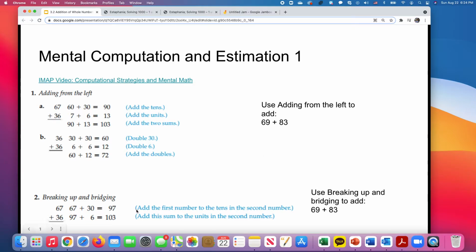How about using this breaking up and bridging method to solve the same problem? We can break either one, right? So 69 and 80 first, then what do you get? You get 149, and add 3 to it, you get 152, right? Or you can do 60 plus 83, which is 143, and add 9 to it, 152. Either way works. Okay?